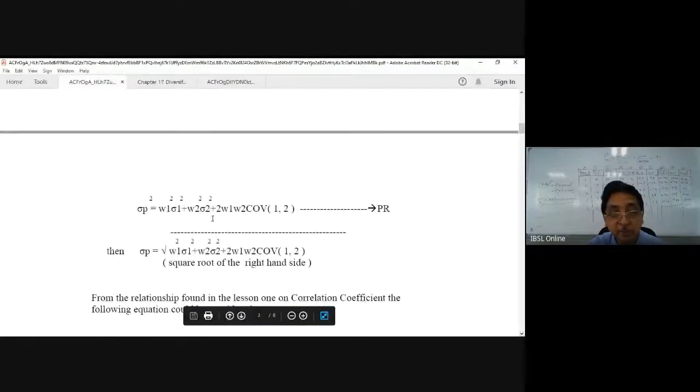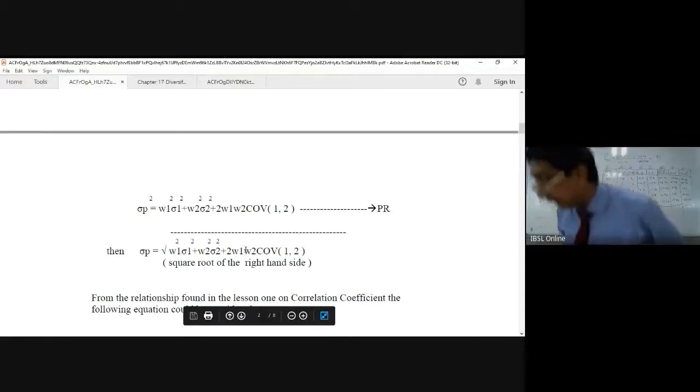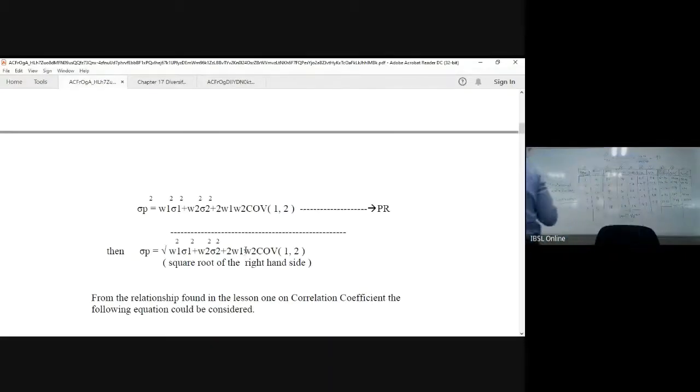Now I just got the formula this way. Sorry, there's a mistake. W1, W2 should come here. 2 W1, W2 covariance 1, 2. So this is the formula.